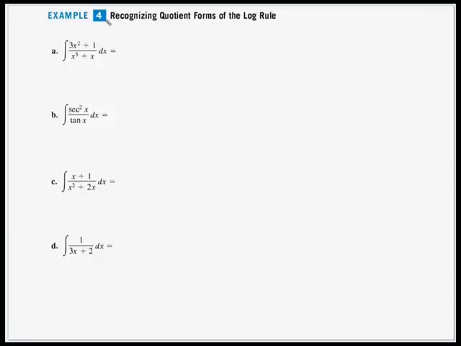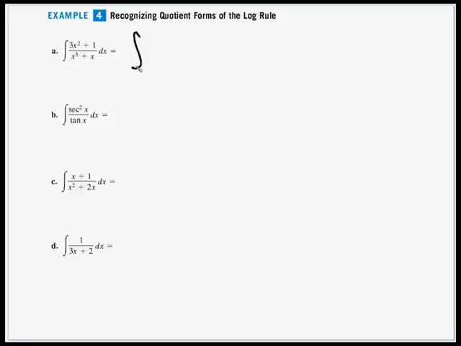Now in example 4 here, this is to recognize the quotient forms of the log rule. Remember, we want to set it up so we have a function as our denominator, and our numerator is its derivative. And we can do some of these with the u sub and some without. If I look at the first one here, letter A, my denominator is x to the third plus x. The derivative of that would be 3x squared plus 1. So we are all ready to go.